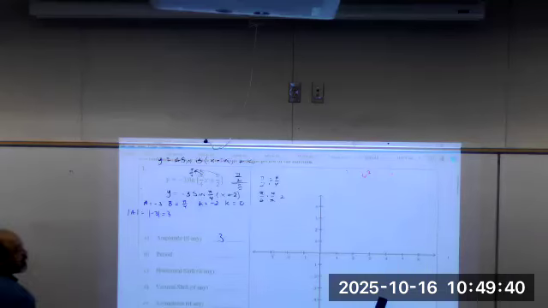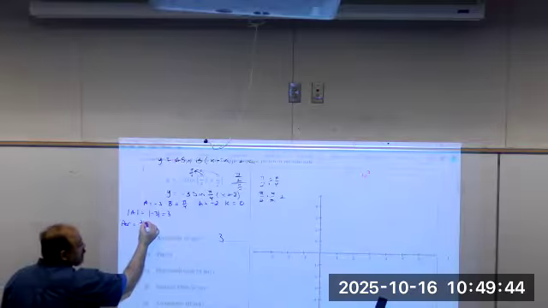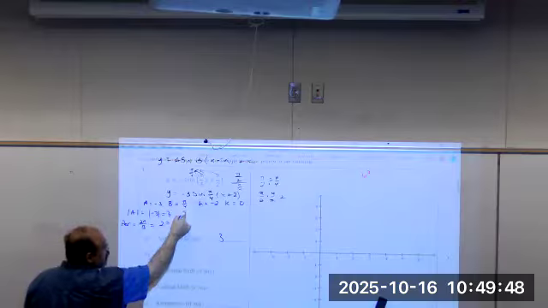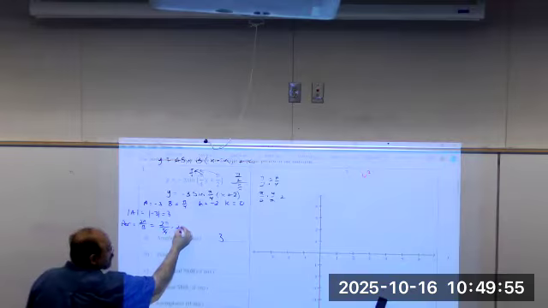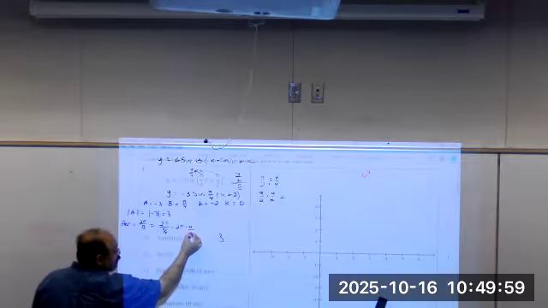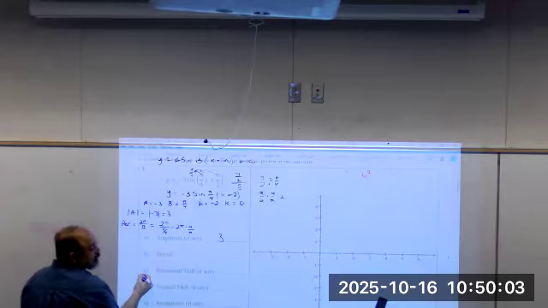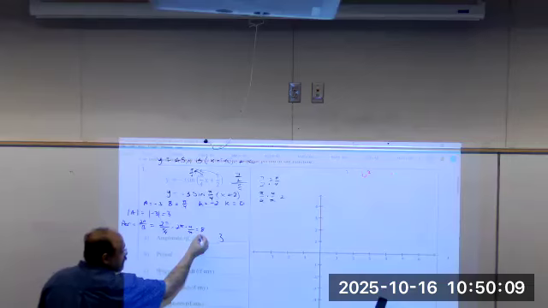Period. So the period is 2 pi over b. That means we have 2 pi over pi over 4. Again, we're dividing, so that's 2 pi times the reciprocal, 4 over pi. So what's going to reduce? The pi will reduce, so we end up with 2 times 4 equals 8. So we end up with 8.